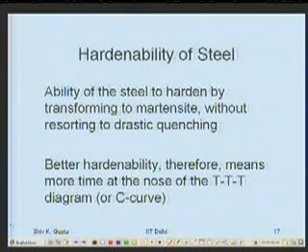For this, we would like to make the steel more hardenable. What is the hardenability of a steel? Hardenability is not the hardness of the steel. Hardness of the steel, martensite particularly, I told you, is a function of carbon. If carbon is 0.6% or more, it is 65 RC. If it is less, the hardness will be less. So hardness is different from hardenability. Hardenability is the ability of the steel to harden by transforming to martensite without resorting to drastic quenching.